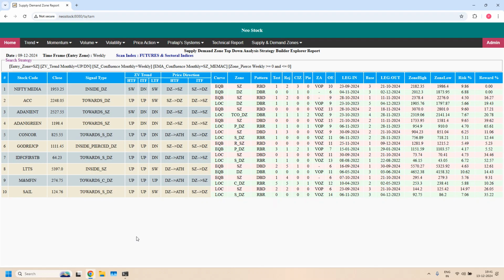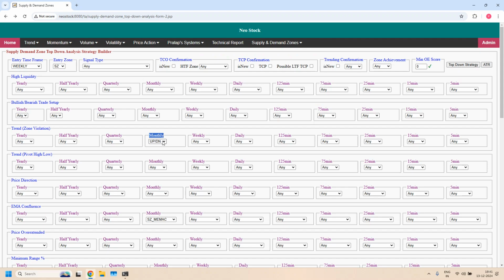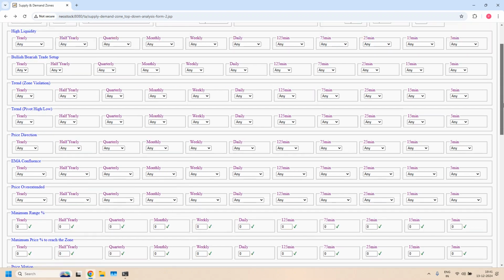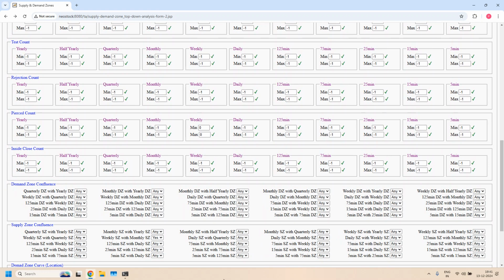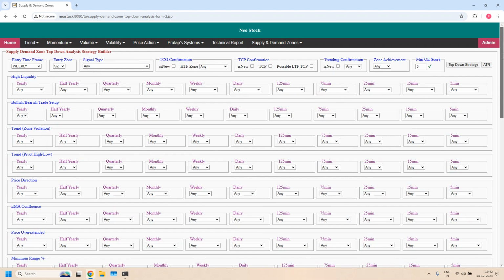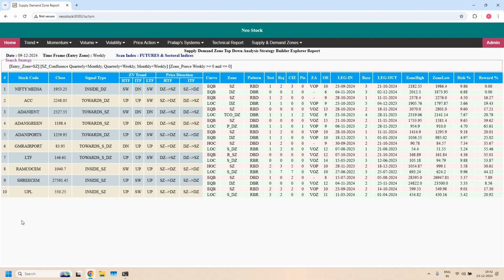Okay, next let us look for even quarterly zone confluence, weekly, monthly and quarterly. I am removing these EMA filters. Now in the supply zone confluence, I need to set 3 filters. First filter is already enabled, that is weekly and monthly supply zone confluence. Next, weekly supply zone with quarterly supply zone confluence, and monthly supply zone with quarterly supply zone confluence. With all the 3 filters, LTF, ITF, HTF, supply zone confluence, we got 10 stocks.